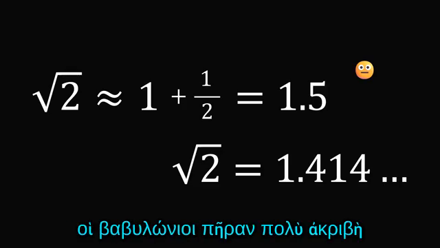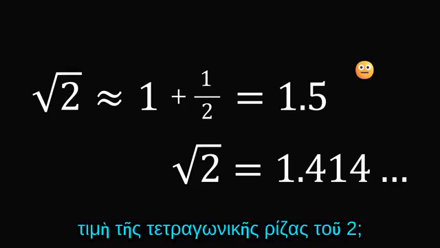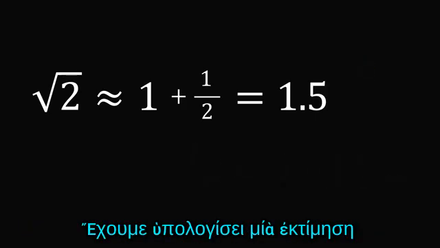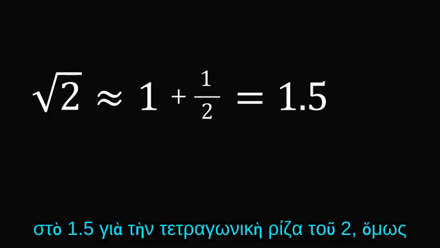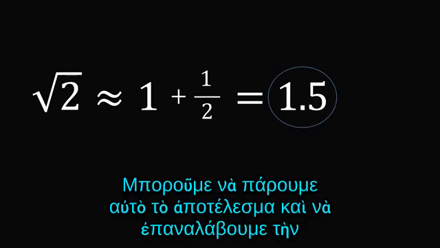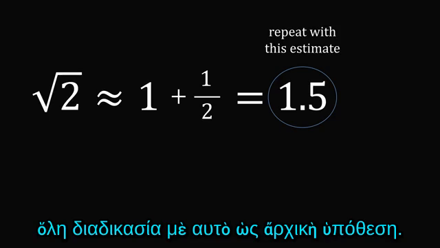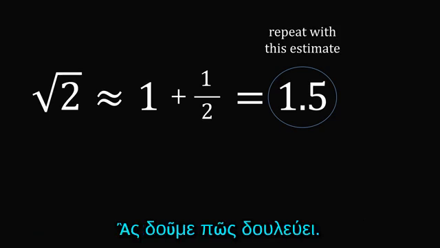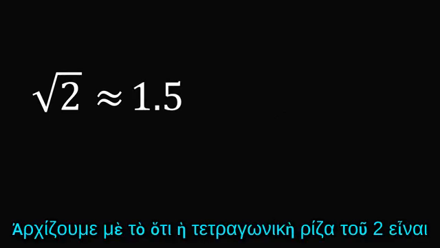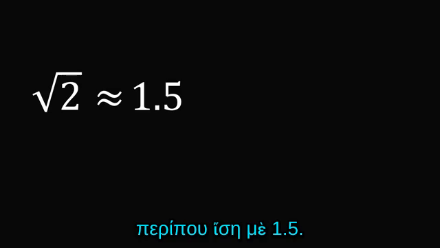So how did the Babylonians actually get very accurate values of the square root of 2? There is another trick in this method. We have come up with an estimate of 1.5 for the square root of 2. But there's no reason we have to stop at this point. We can take this result and repeat the whole process with this as our initial guess. So let's see how that works. We start out that the square root of 2 is approximately equal to 1.5.